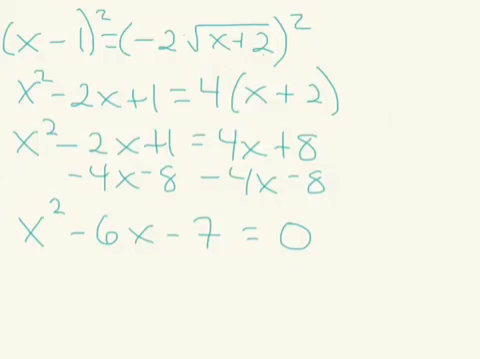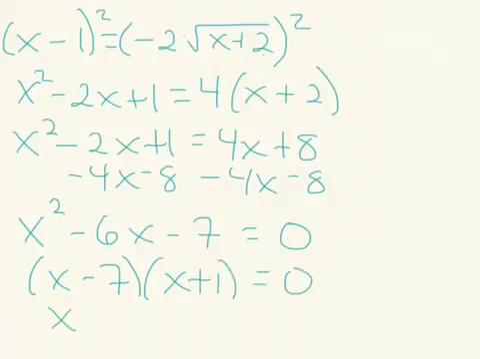Now, I always check to see if it factors, because factoring is so much quicker than anything else, and this factors pretty easily. It factors to x minus 7, x plus 1 is equal to 0. So our two solutions are going to be, for now, x equals 7 and x equals negative 1.